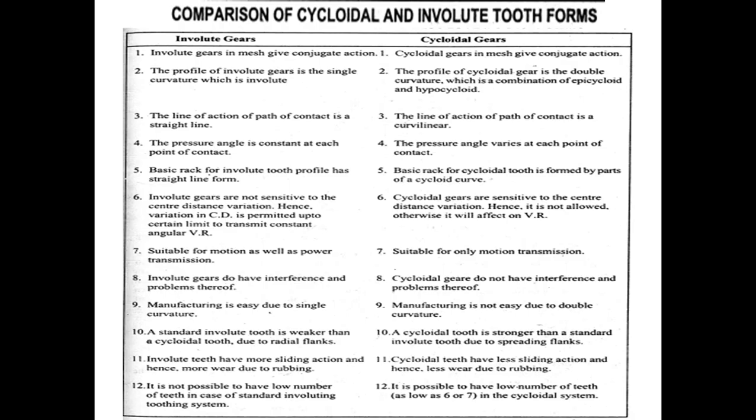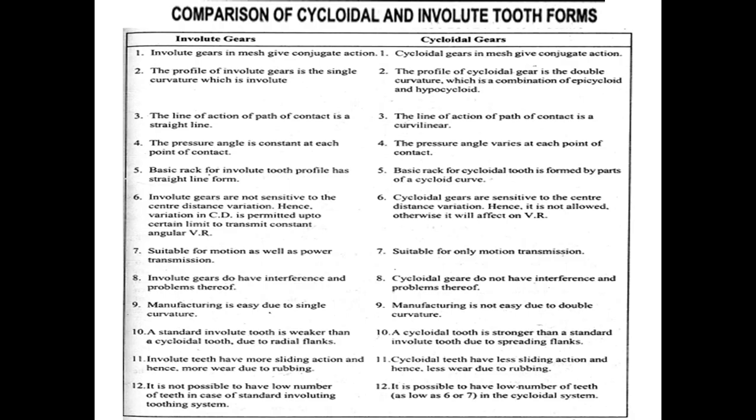Involute gears are suitable for motion as well as power transmission. Cycloid gears are suitable for only motion transmission. Involute gears do have interference and problems thereof. Cycloid gears do not have interference and problems thereof. Manufacturing of involute gears is easy due to single curvature. Manufacturing of cycloid gears is not easy due to double curvature.